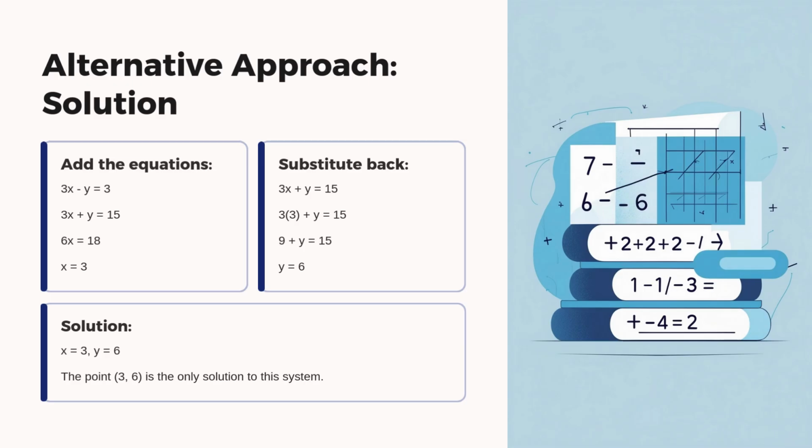Substitute back to find y. Take the equation 3x plus y equals 15. Substitute x equals 3 to get 3 times 3 plus y equals 15. This simplifies to 9 plus y equals 15. Subtracting 9 from both sides gives y equals 6. This is derived by isolating y after substitution. Final solution. x equals 3 and y equals 6. This is the single solution that satisfies both equations. Therefore, the point (3, 6) is the only solution to this system.